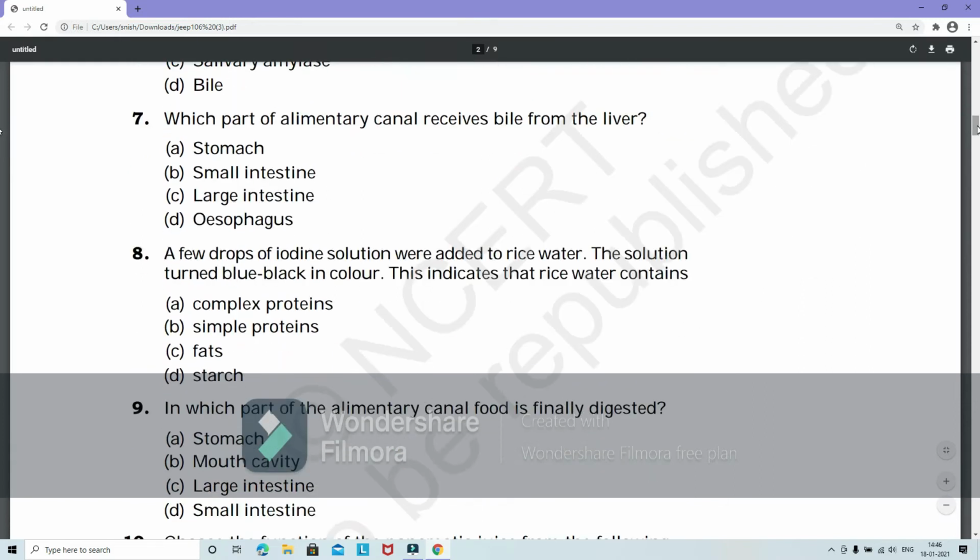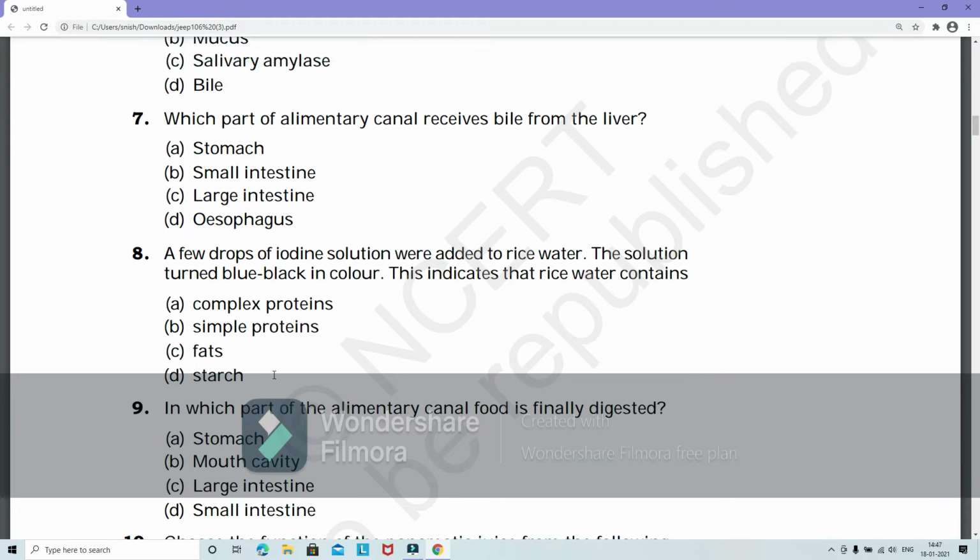A few drops of iodine solution were added to rice water. The solution turned blue-black in color. This indicates that rice water contains, so is it complex protein, simple protein, fats or starch? We are very much aware of it, that it is starch. We know that potato experiment as well, right? We tried with iodine solution itself. So this will be starch. Very easy and very common question.